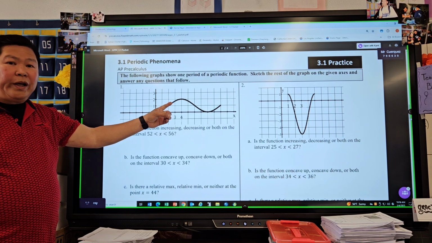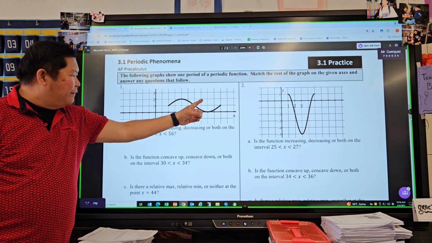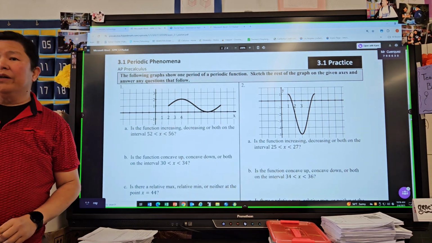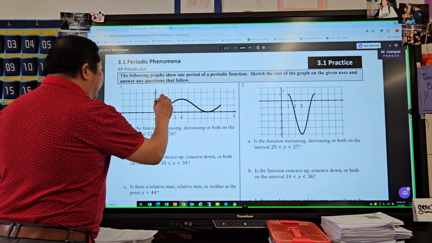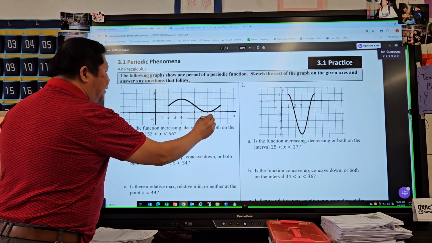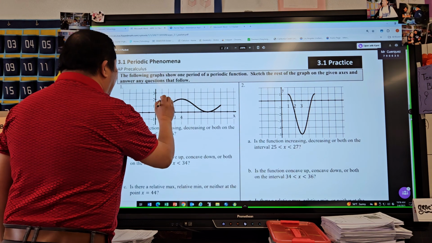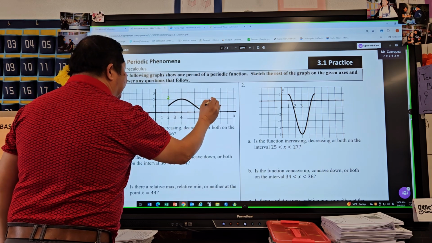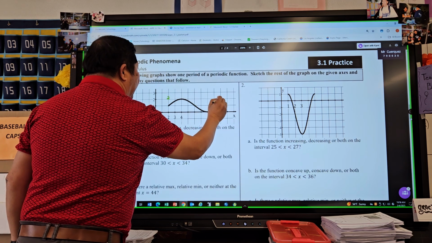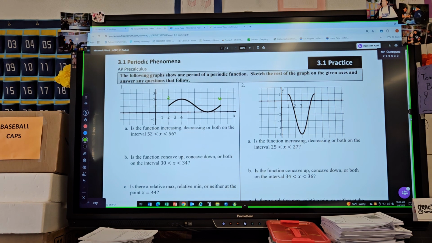3. So we count from 2. 1, 2, 3, 4, 5, 6, 7, 8. So the period is 8, right? Therefore, if this starts at 2, this is 10. You get me, guys? Because the period is 8. So I'll say 2 to 10. That is one cycle from 2 to 10.